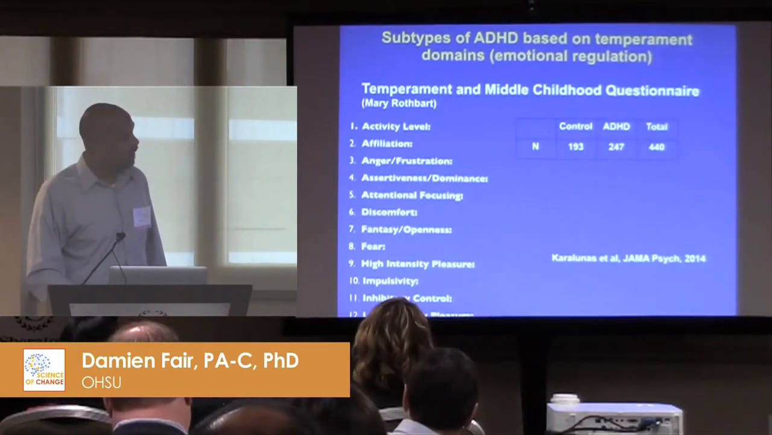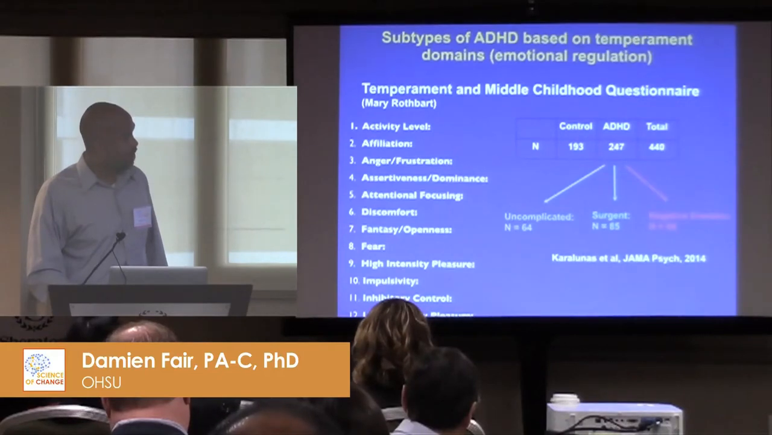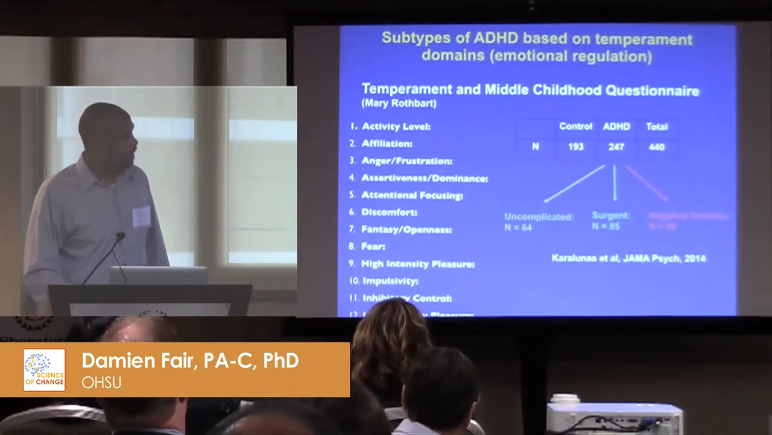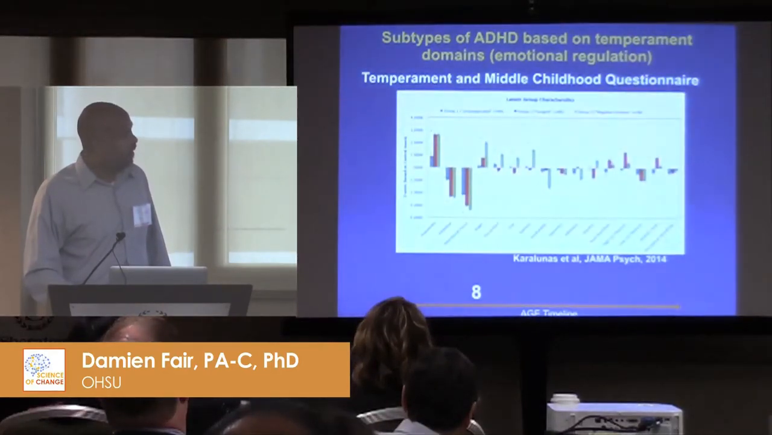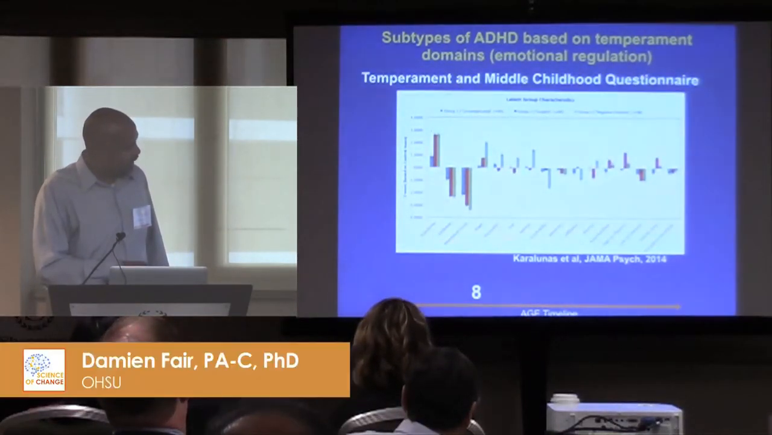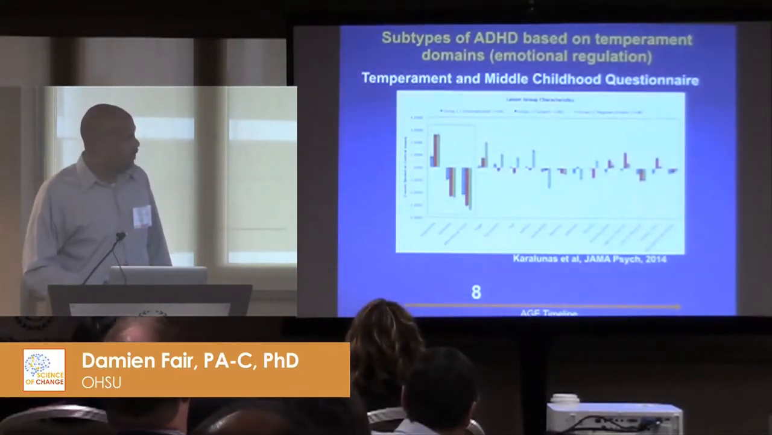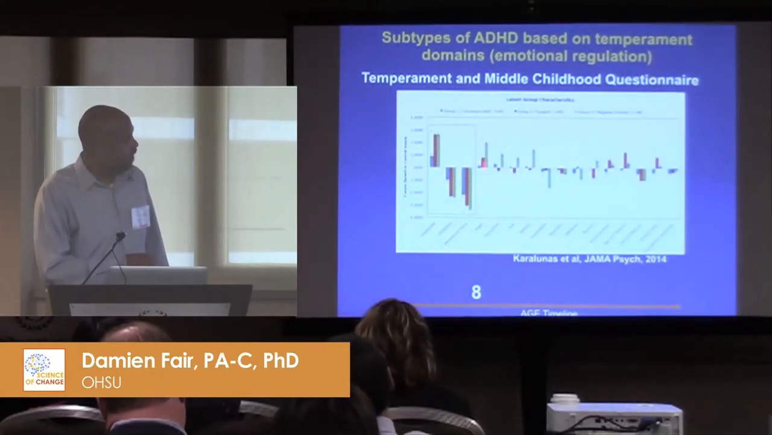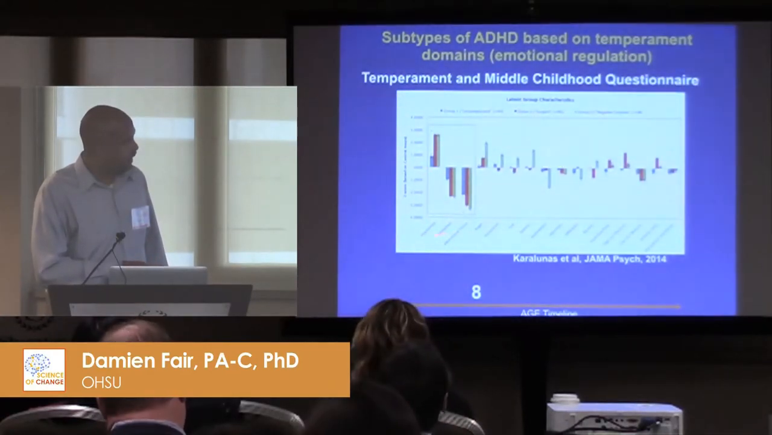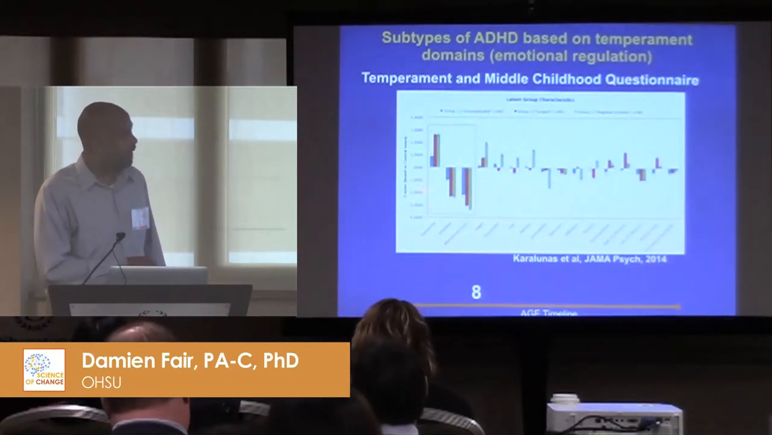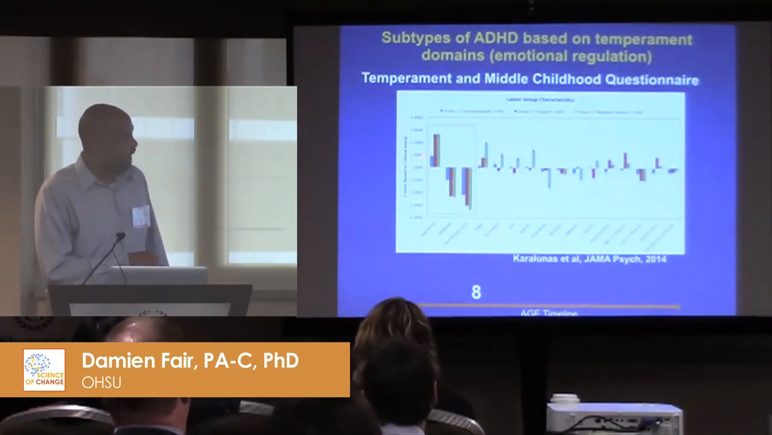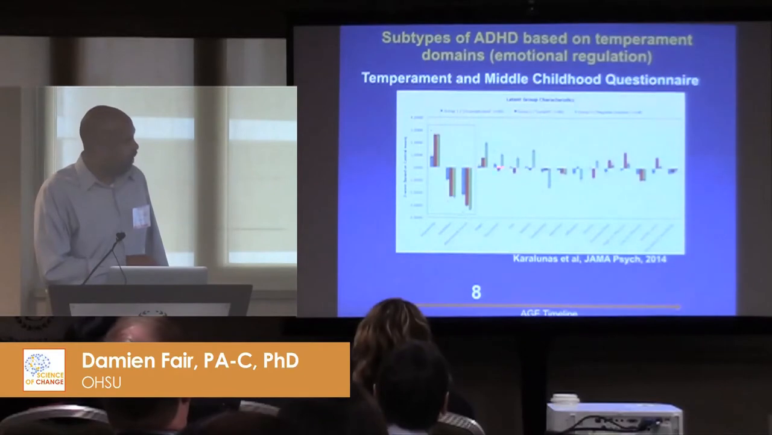But what she found was three groups. She found one group she called uncomplicated, another group she called surgent, another group she called negative emotion. I'll explain why she called it that in a second. Here's a picture of the temperament scales as a function of the Z-scores. And so for the uncomplicated group, first of all, the groups were atypical in attention and inhibition, so in impulsivity, things that you might expect in this type of population. The uncomplicated group here is in blue, and in all the other domains, they're relatively normal, okay?